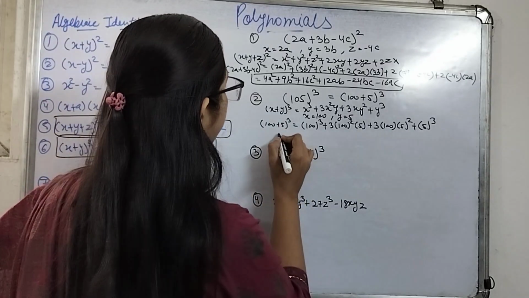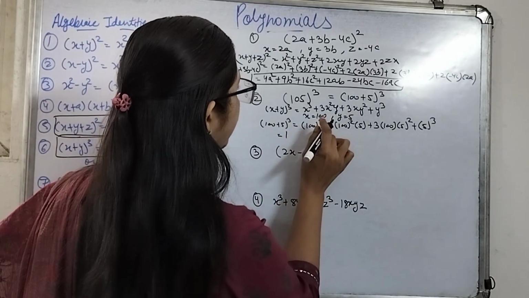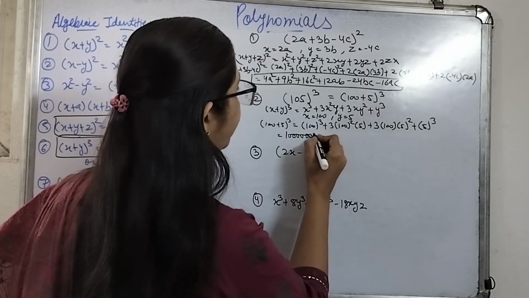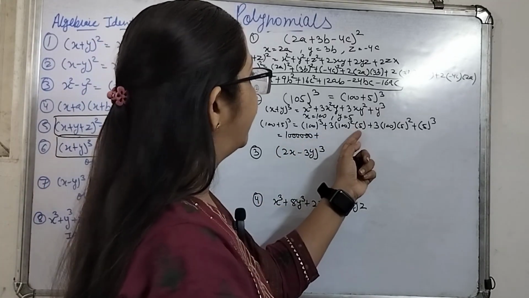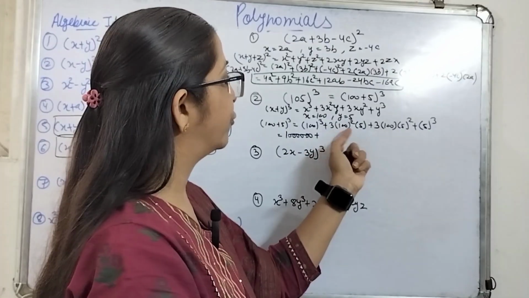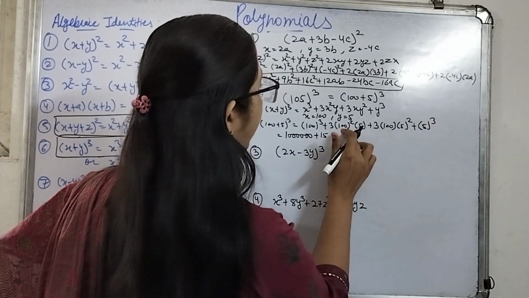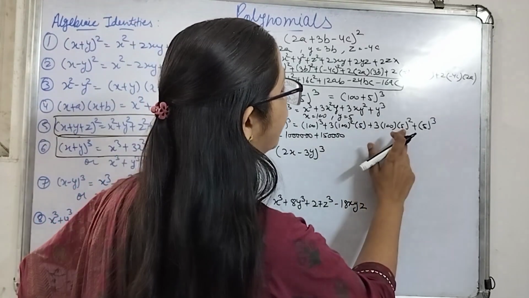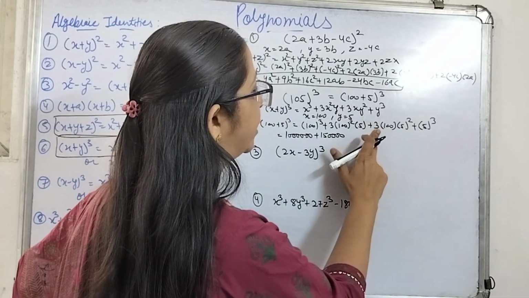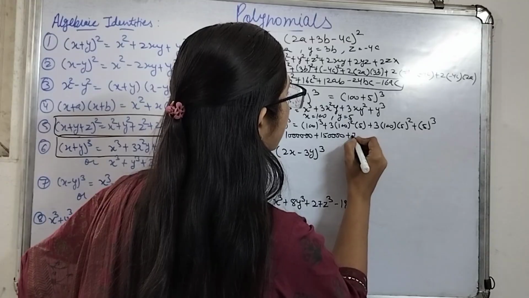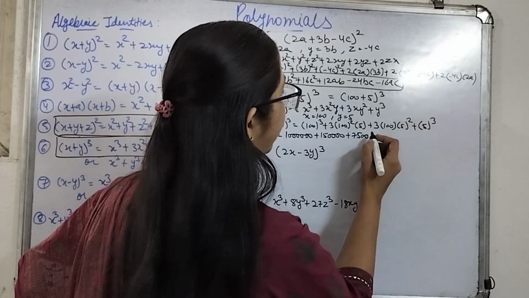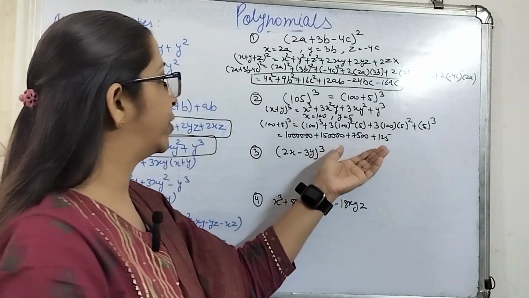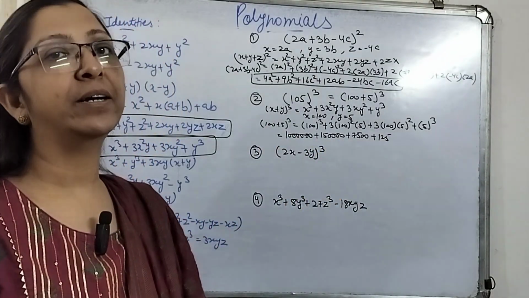Now if we solve it further, the cube of 100 means 1, 2, 3, 4, 5, 6 zeros will come. Then 5 into 3, 5 3s are 15, and 100 square will have 4 zeros. Then 5 times 5 is 25, and 25 into 3 will be 75, so 7500. And 5 cube will be 125. If we add all this, we will get the cube of 105.